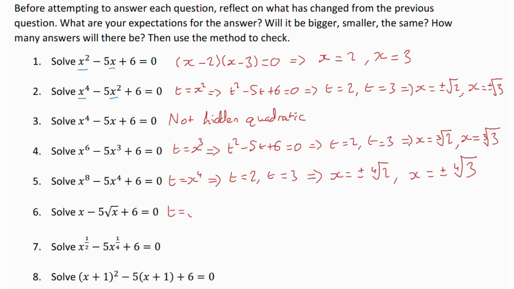So this time t is equal to root x. We're still going to get the same equation, which means t is equal to 2, t is equal to 3, which means root x is equal to 2. Now if root x is equal to 2, we need to square this time, so x is equal to 4. If root x is equal to 3, then x is equal to 9.